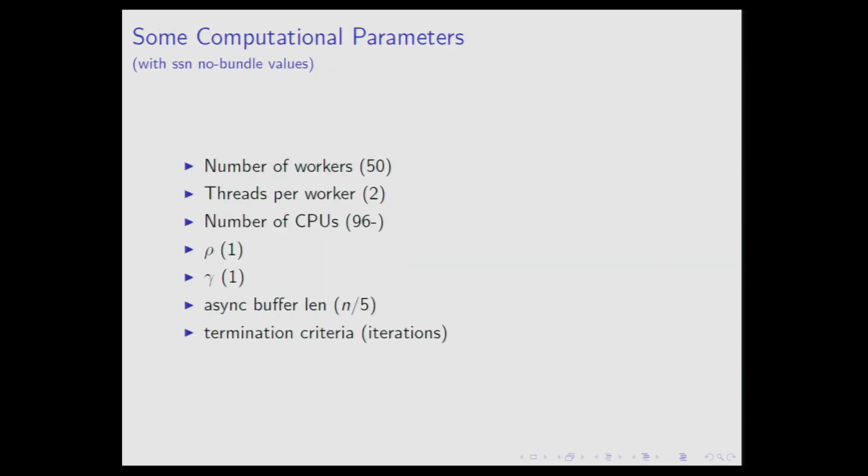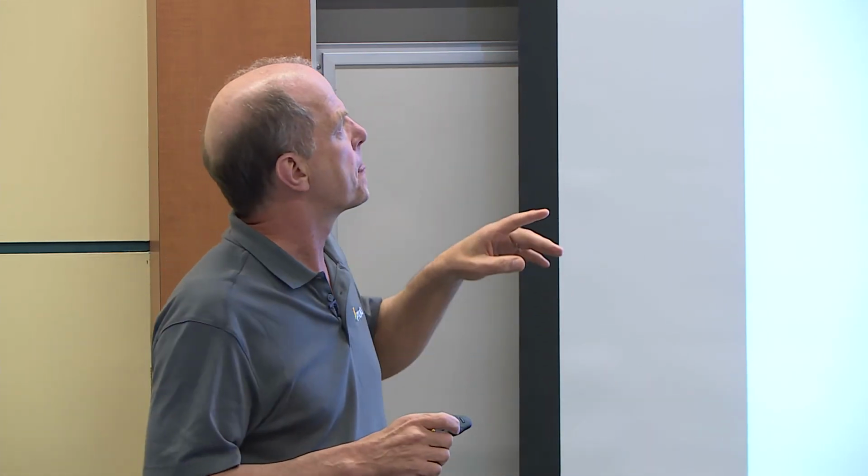So some of the issues now on making this work is how many workers are you going to have to solve these subproblems? So on the experiments that I'll show you, there are 50 workers. How many threads per worker? There are 2 threads per worker. But the problems I'm going to look at, the individual scenarios, are small LPs. They have 200, 300 variable LPs. So they solve very quickly.